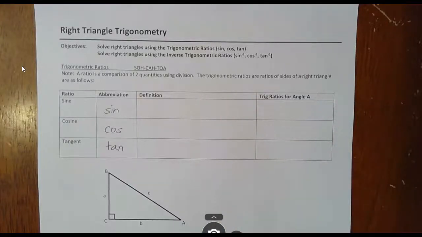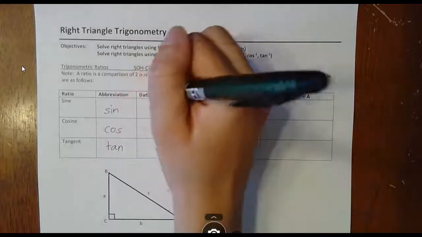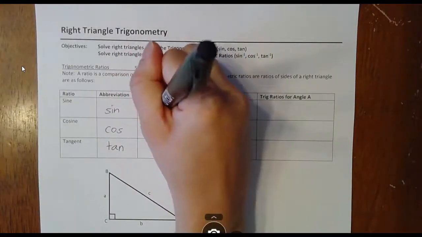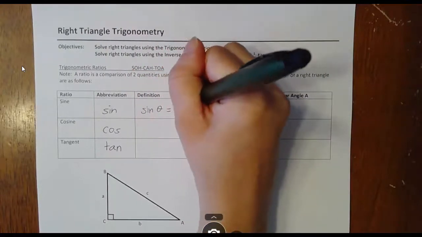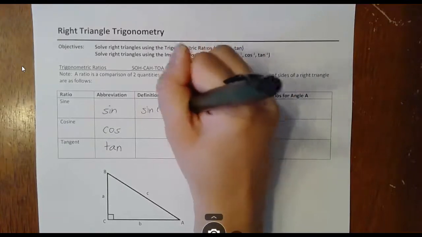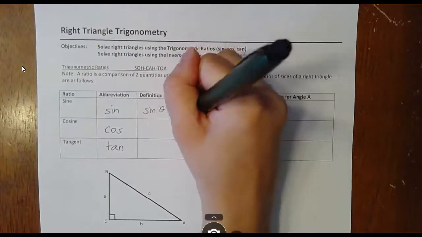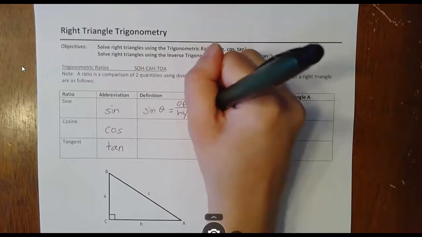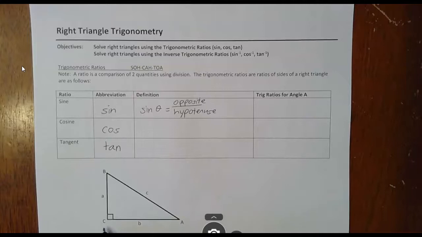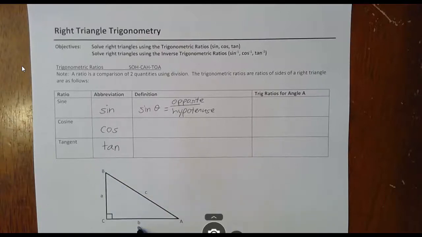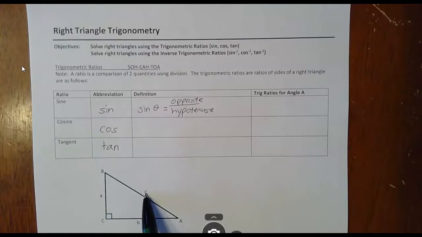If you have a right triangle, the sine of any angle is equal to the ratio of the opposite side to the hypotenuse. So it's opposite over hypotenuse. I have a little triangle down here, and I've labeled all the sides for you. Angle A, and side A is across from it. Angle B, and side B is across from it. Angle C is the right angle, and side C is the hypotenuse of that right triangle.